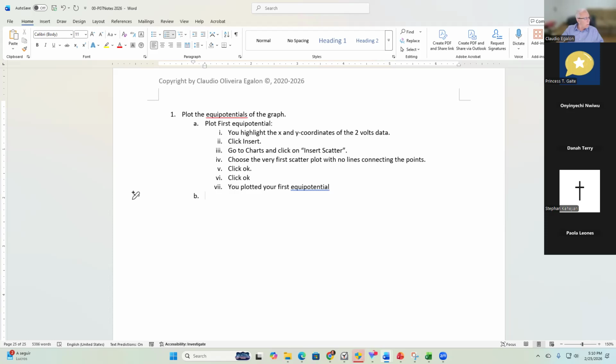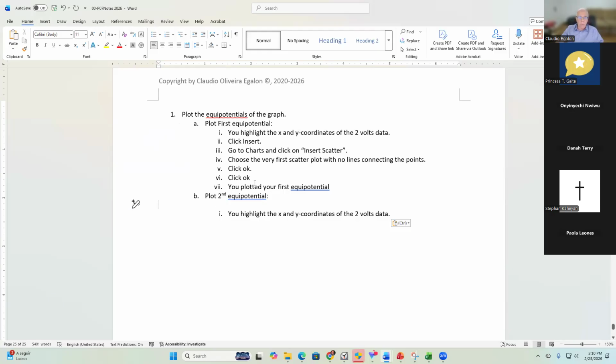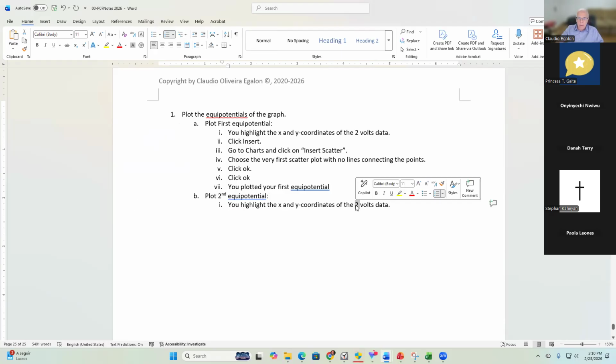Next, plot the second equipotential. It doesn't look like a straight line because there's a reason why it doesn't look like a straight line, okay? You do exactly the same thing that you did before. You highlight the X and Y coordinates of the 4-volt data, right?